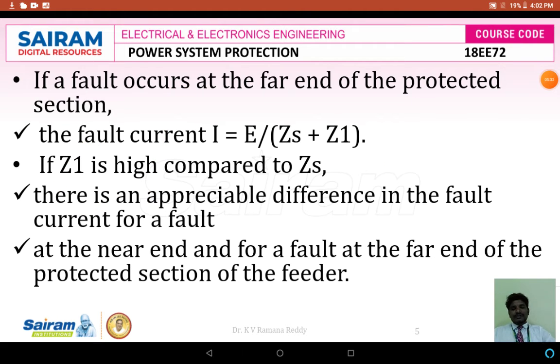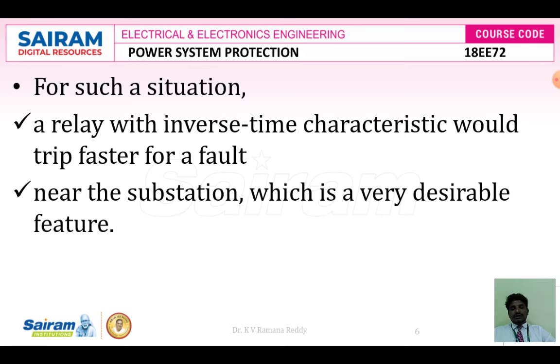Therefore, there is an appreciable difference in the fault current for a fault at the near end and for a fault at the far end of the protected section of the feeder or the transmission line. In such a situation, a relay with inverse time characteristics would trip faster for a fault near the substation, which is a very desirable feature, because with a definite time characteristic it takes a lot of time. If the fault lies very near to the substation, it takes around 1.5 seconds. By that time the source may get damaged by the fault current.